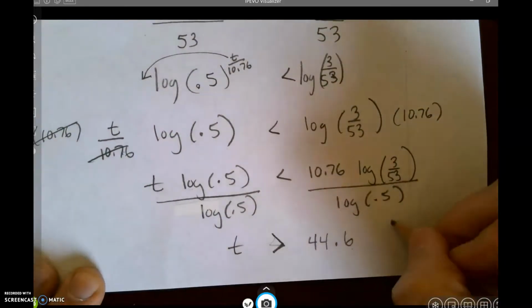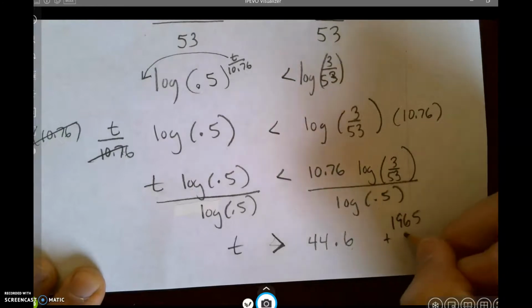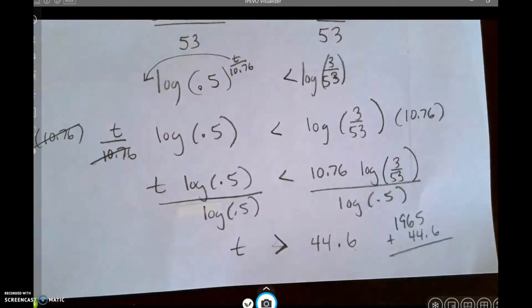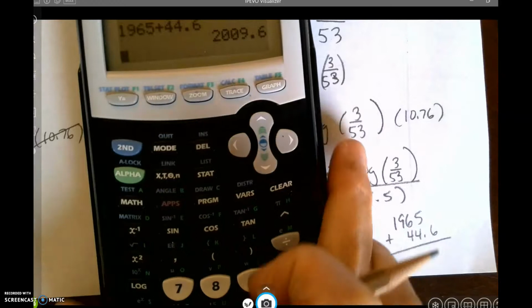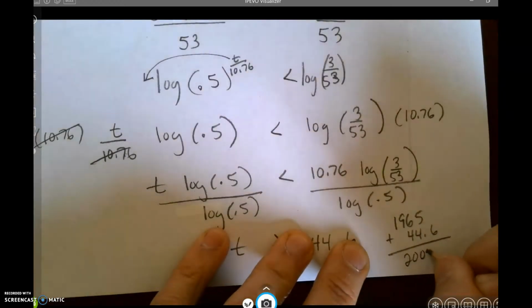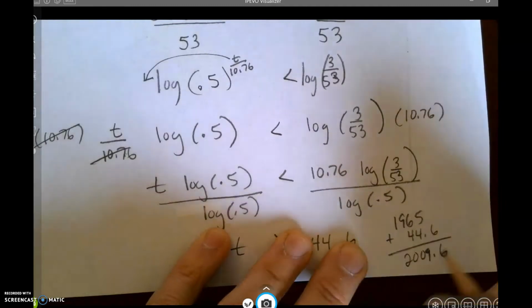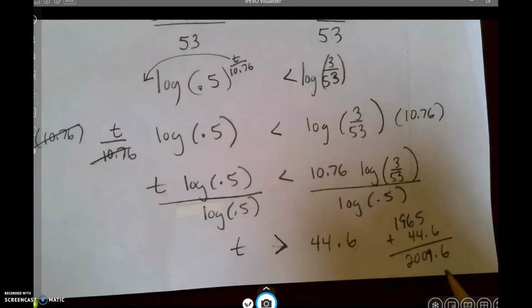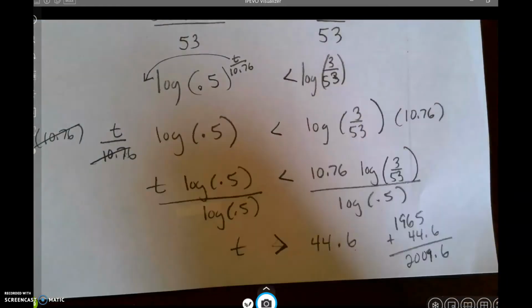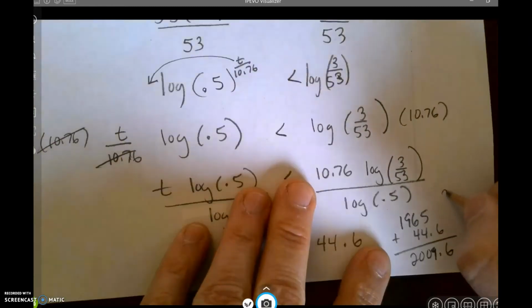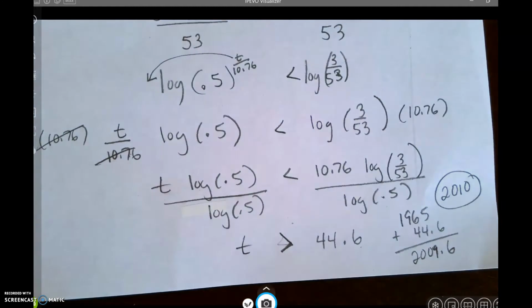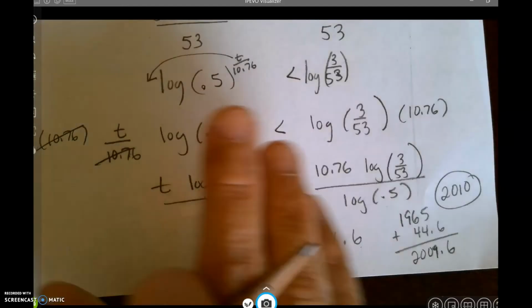So let's see, 1965 plus 44.6 is 2009.6. I'm actually in the year 2010 because I've gotten to 2009 and I've gone beyond. So in the year 2010 is the year I will first be able to have Superman enter the vault, sometime in the year 2010.